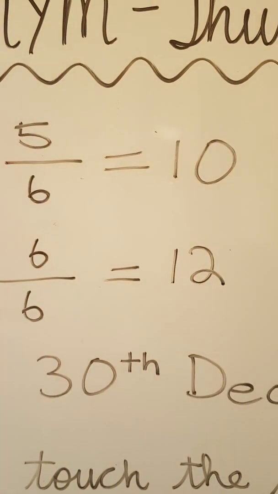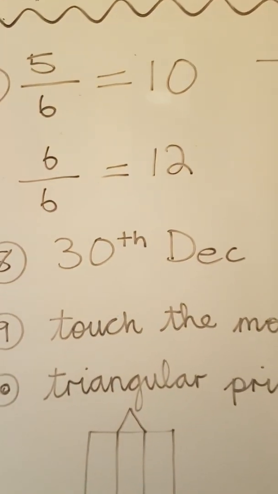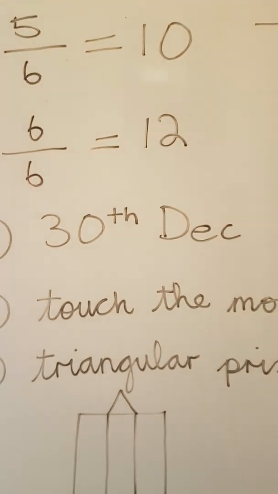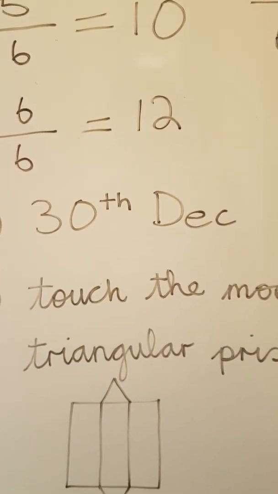Okay, the next one, question 8. What date comes before the 31st of December? So remember, it said before, so that would be the 30th of December.